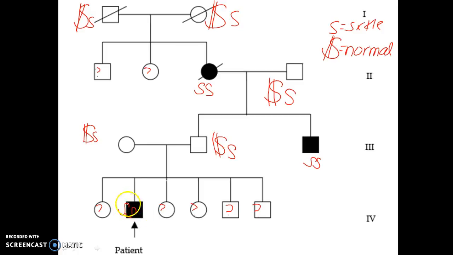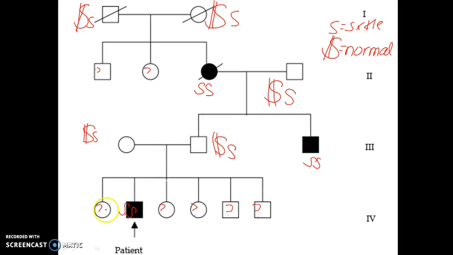Because the patient has two small s's, one had to come from mom and one had to come from dad. However, mom and dad look normal. So that means they have a dominant allele to kind of block that out. I use the $ sign as dominant so that you can tell the difference between my s's because I'm messy and I can't write well.